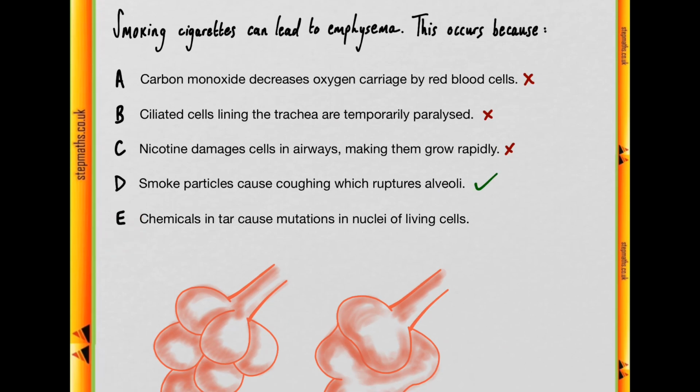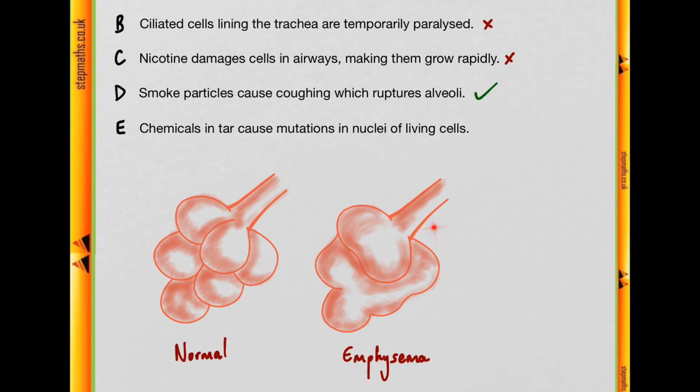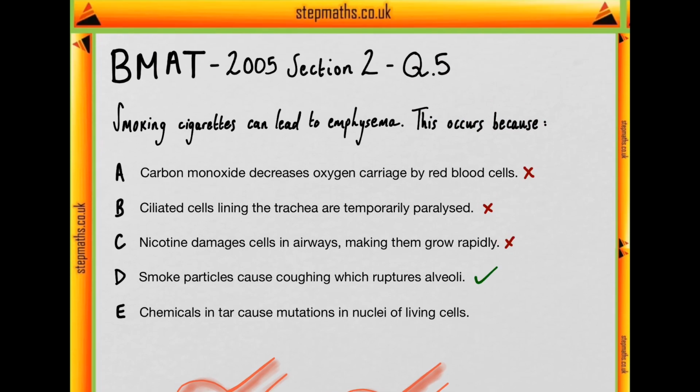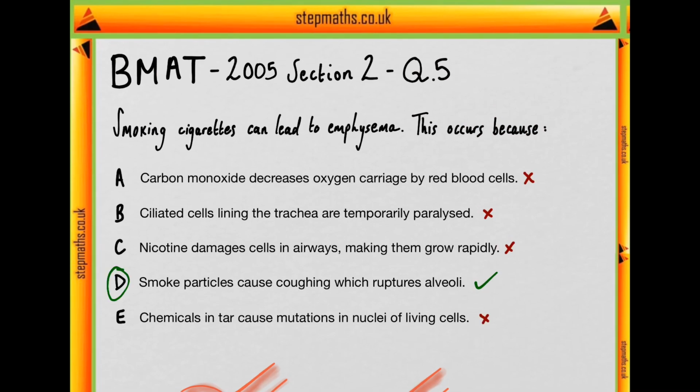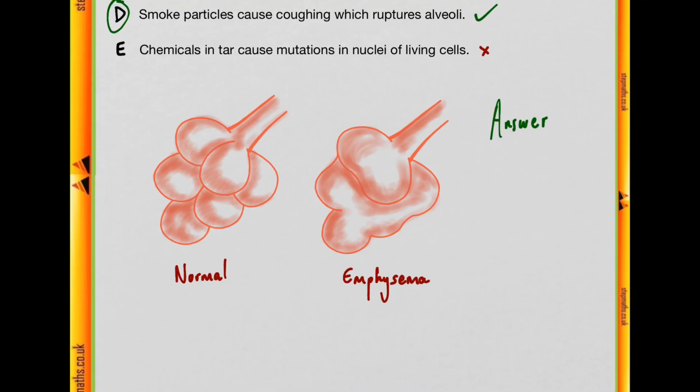Moving on to E, just to make sure, it says that chemicals in tar cause mutations in the nuclei of living cells. Well, these mutations don't lead to the structure that you have in chronic obstructive pulmonary disorders. This is referring to sort of cancerous growths that can happen as a result of smoking within the lung tissue, so this is not what we're looking for. What we're looking for is option D. So our answer to the question is option D.